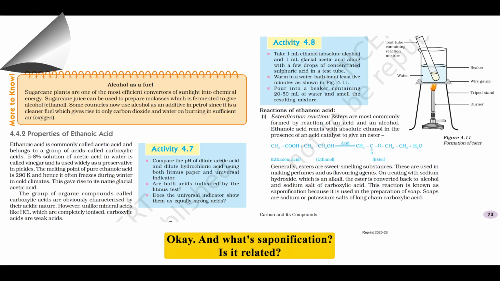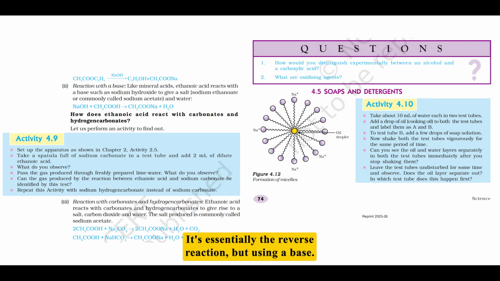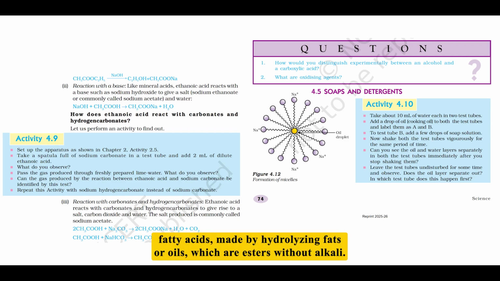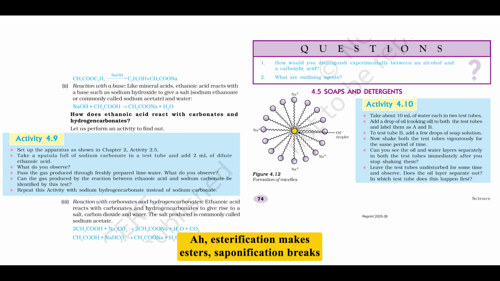Okay. And what's saponification? Is it related? It's essentially the reverse reaction, but using a base. If you treat an ester with a strong alkali like sodium hydroxide, NaOH, and heat it, you get back the alcohol and the sodium salt of the carboxylic acid. Why saponification? Because this exact reaction is used to make soap. Soaps are sodium or potassium salts of long-chain carboxylic acids, fatty acids, made by hydrolyzing fats or oils, which are esters, with alkali. Esterification makes esters. Saponification breaks them, using base, and makes soap ingredients.